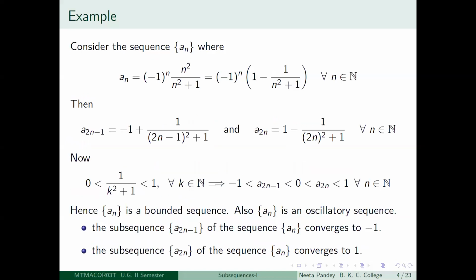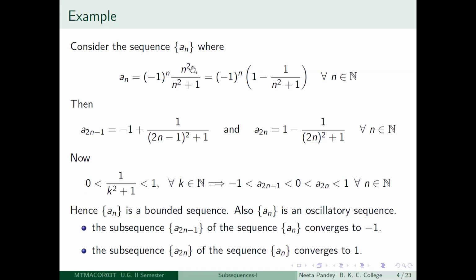Okay. So the next example looks a little bit more complicated, but it is not, in fact. Why is it not? Let us see. Your original sequence is a_n, where a_n is equal to (-1)^n times n squared divided by n squared plus 1. As I told you in a previous lecture, whenever you have such an expression, such a fraction, always write it in a simpler form.